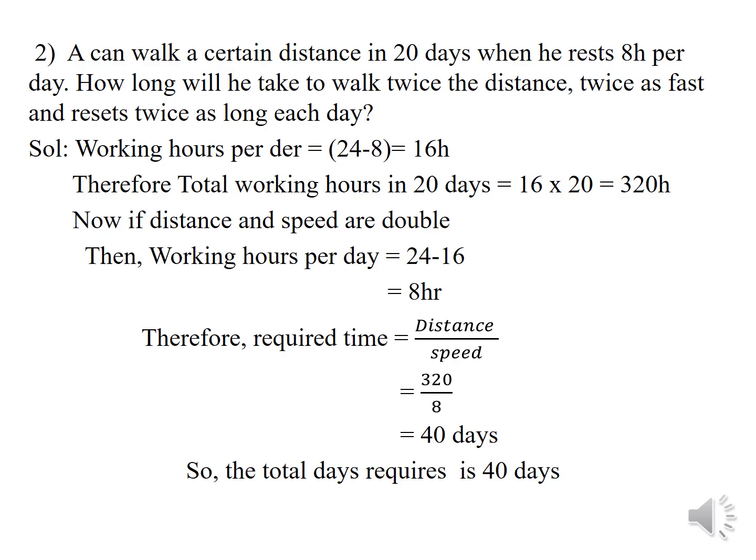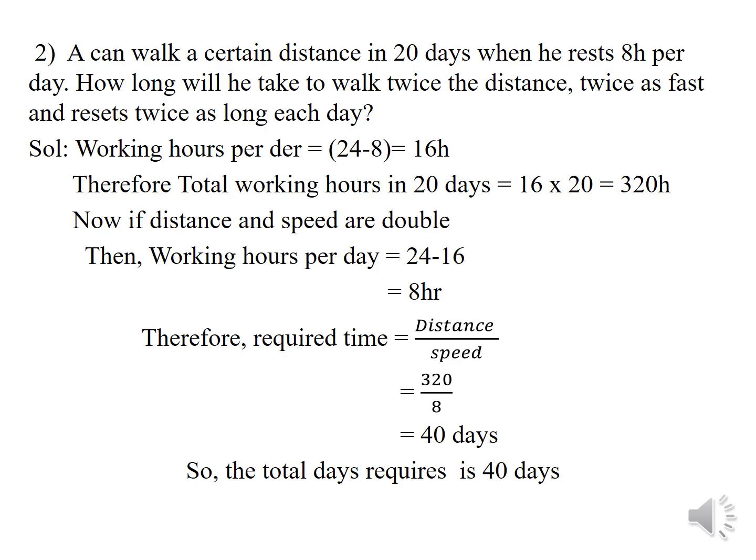Move on to the next line. If distance and speed are doubled, since speed is doubled, the time taken to cover the same distance will be halved. However, the distance is also doubled, so the overall time will remain the same if he didn't rest. But since he rests twice as long, the effective walking time per day is reduced. So here working hours per day is equal to 24 minus 16, which is equal to 8 hours.